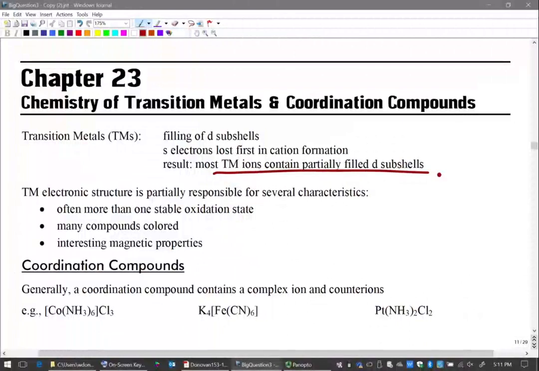so because you lose the s's first, you end up with a lot of transition metal ions that have partially filled d subshells: d3, d6, d7, whatever. And those partially filled d subshells result in some interesting chemical and physical properties. There's often more than one stable oxidation state, like for iron, +2 or +3 are both stable. For copper, +1 or +2 are both stable. So there are some that are +2 or +4, +1 and +3, which is fine.